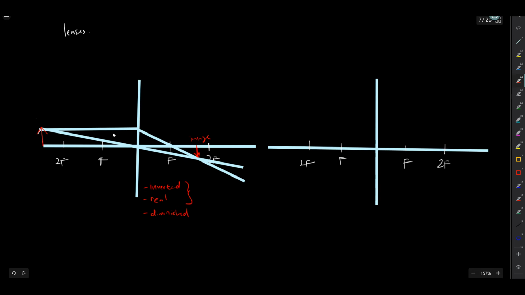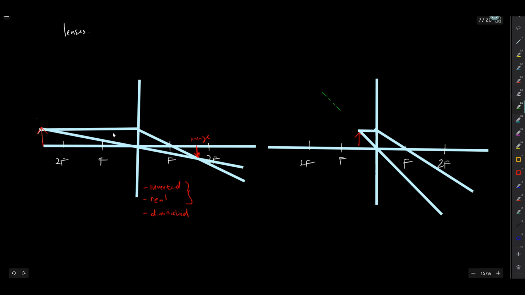The next one I want to do is a virtual image. So if my object is here, you'll realize that when I draw my first ray, which is the one that cuts the middle, and then I draw my second ray, I actually don't get any intersection. They are widening, right? So now this is a virtual image. For virtual, we'll label it with dotted line.